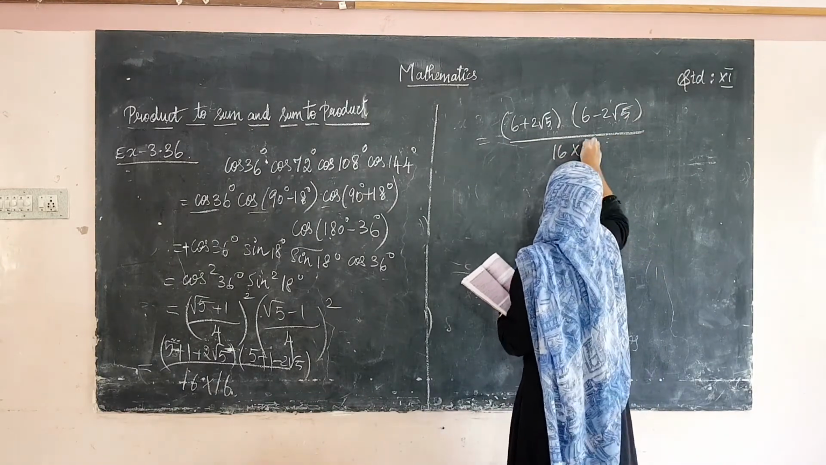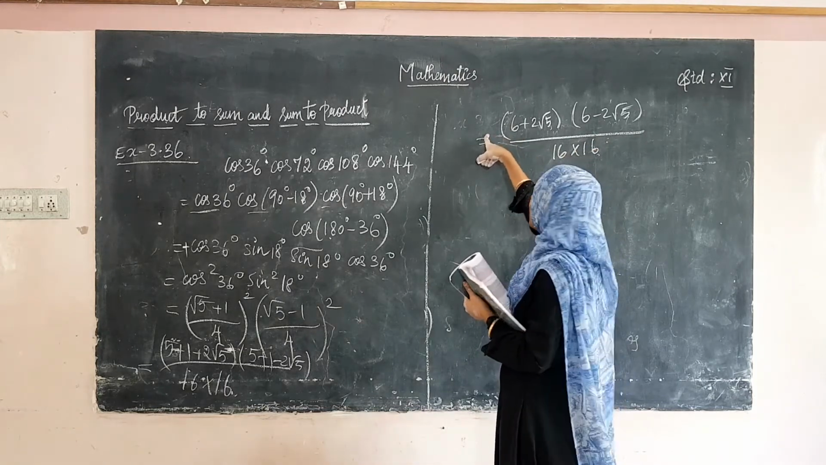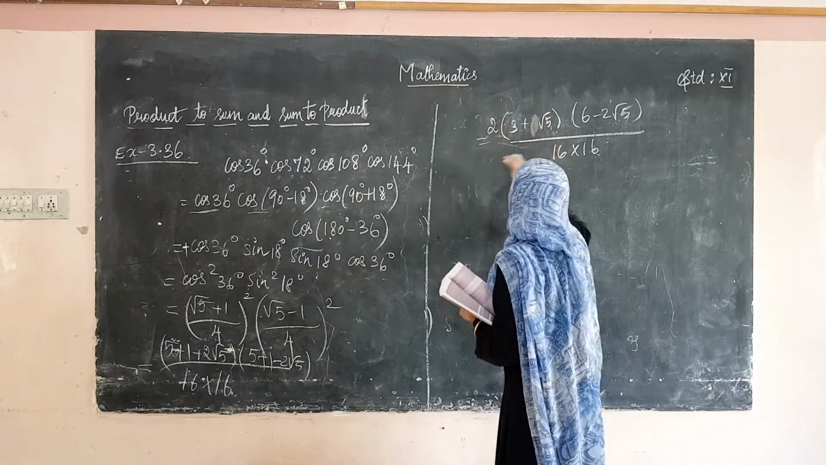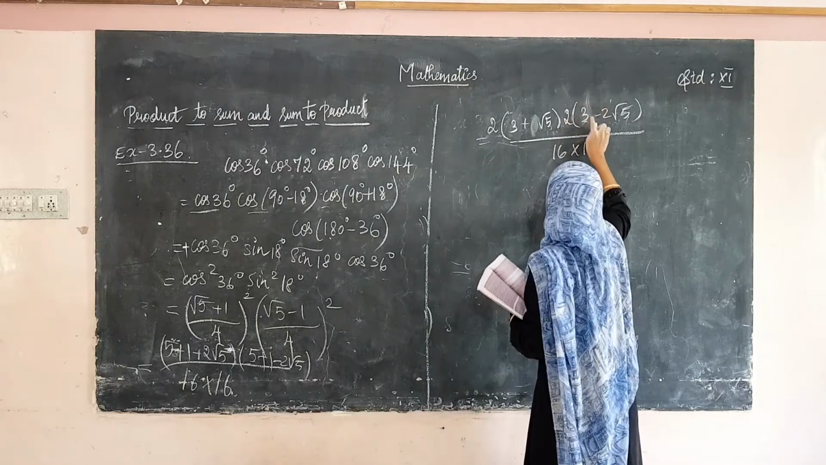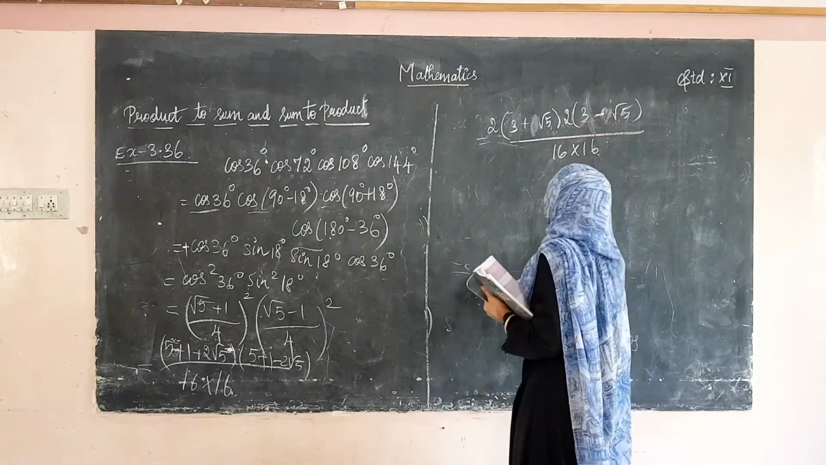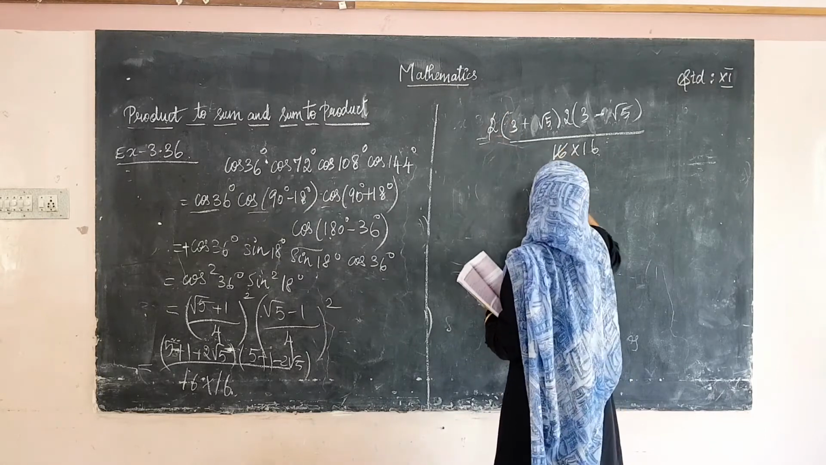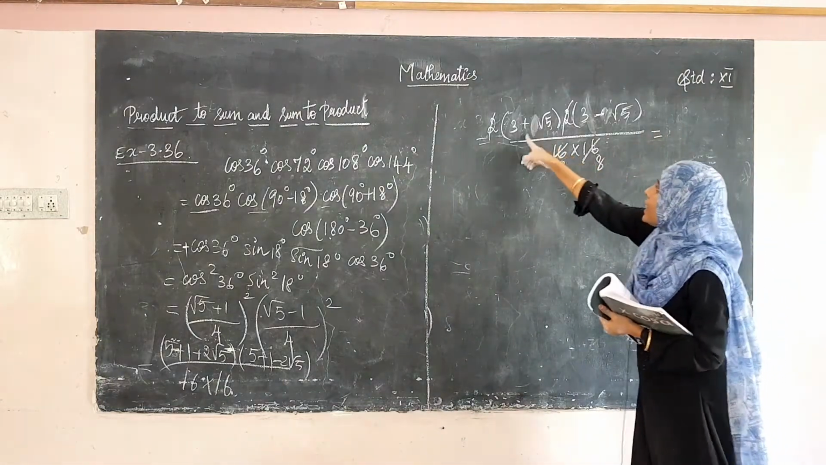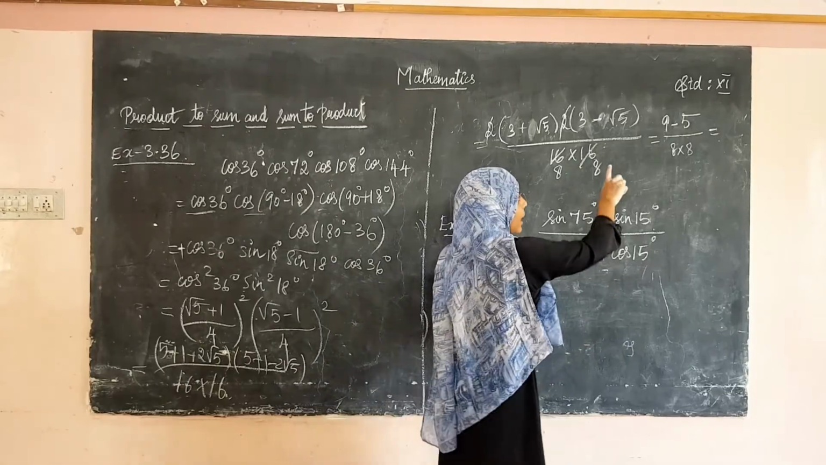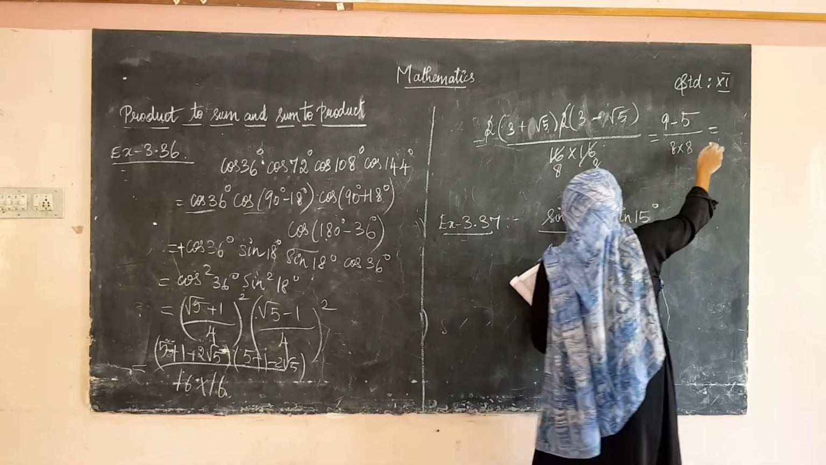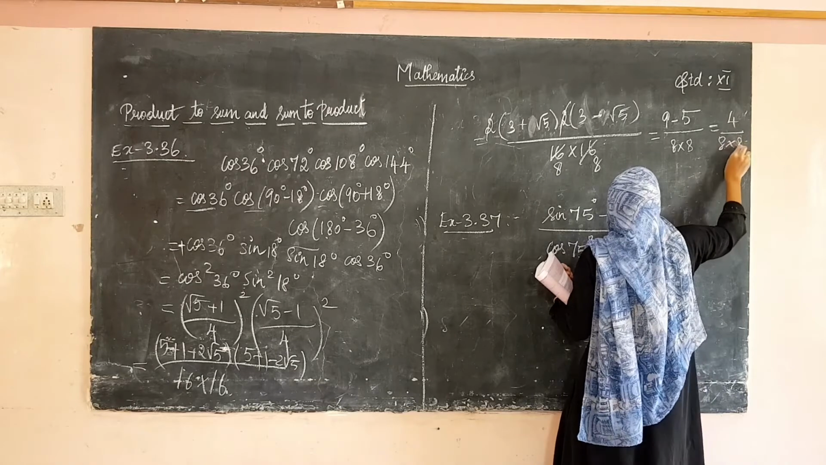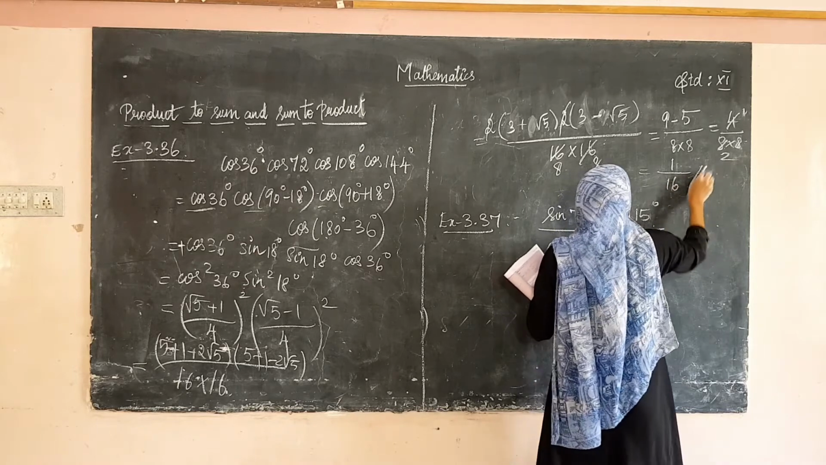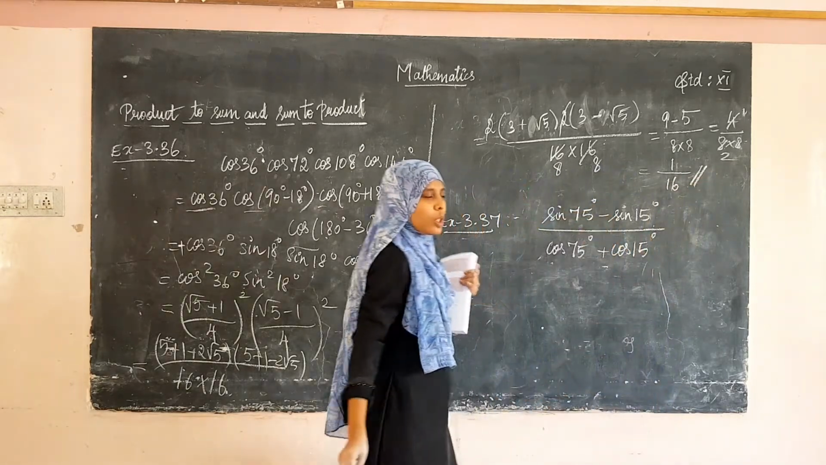16 into 16. So you can take 2 outside. This becomes 2 into (3 plus root 5), and here also take 2 outside, this becomes 2 into (3 minus root 5). So 2 squared means here it is 4 and there it is 4, making 8 into 8 overall. See, here a plus b, a minus b, this is in the form, so it is 9 minus 5 divided by 8 into 8. 9 minus 5 is 4, divided by 8 into 8. So 4 ones are 4, 4 twos are 8. So this can be written as 1 divided by 16. So this is the right answer we have to prove. Hence proved.